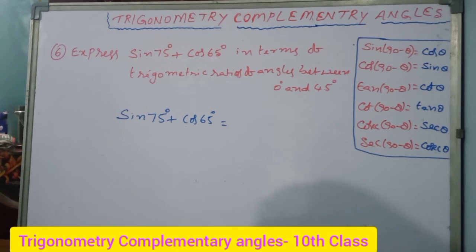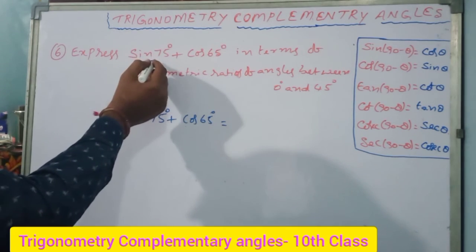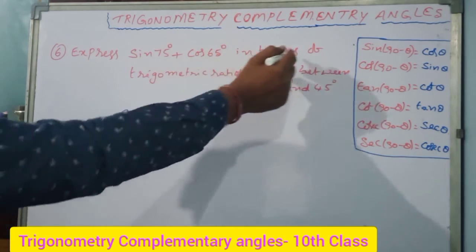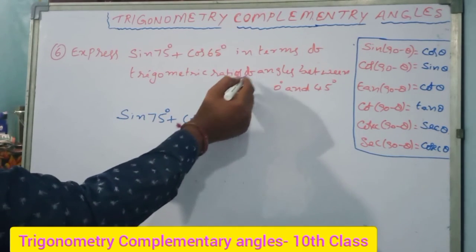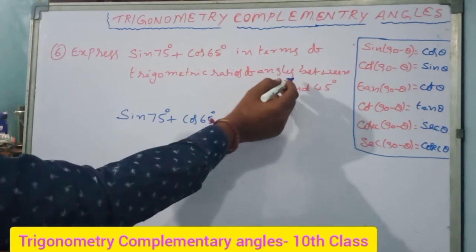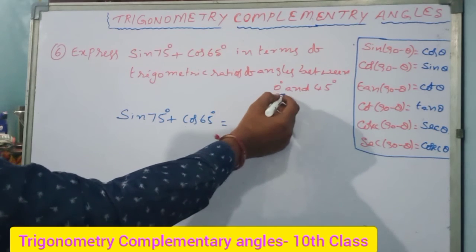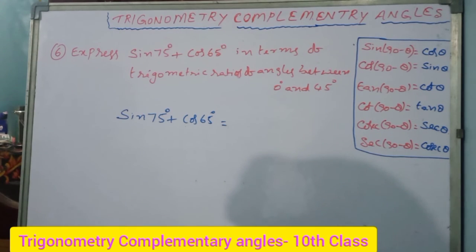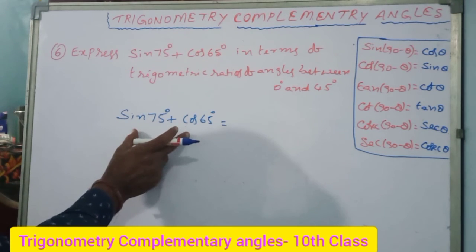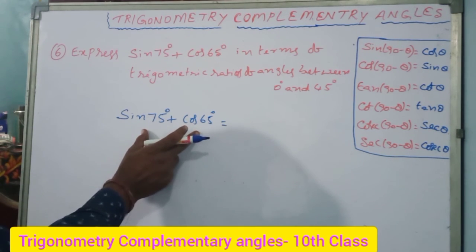Next question. Express sin 75 plus cos 65 in terms of trigonometric ratios of angles between 0 and 45 degrees. First, what is the given value? Sin 75 degrees plus cos 65 degrees.